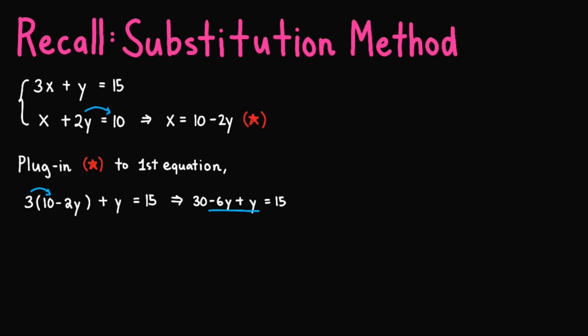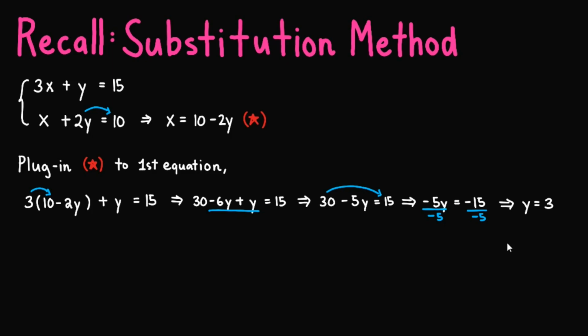Then, adding negative 6y plus y, we obtain 30 minus 5y equals 15. Move 30 to the right side, and we get negative 5y equals negative 15. Lastly, we divide negative 5 both sides to get y equals 3. So we have now obtained the value for y.